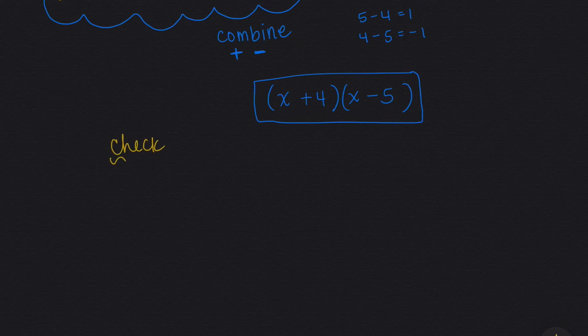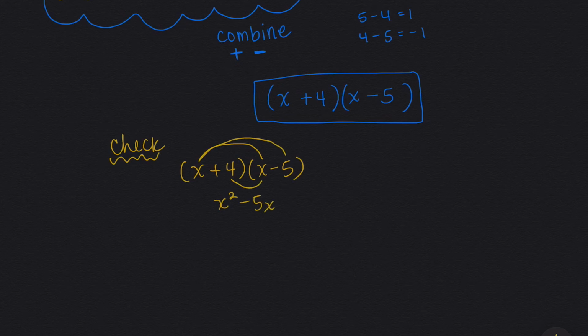You know what we're going to do next? That's right, we're going to check our answer. So x plus 4 times x minus 5. We'll distribute. We get x times x, which is x squared. Now x times negative 5, that's negative 5x. 4 times x, that gives us a positive 4x. And finally, 4 times negative 5, which is negative 20.